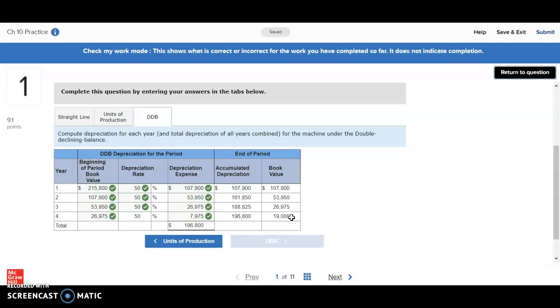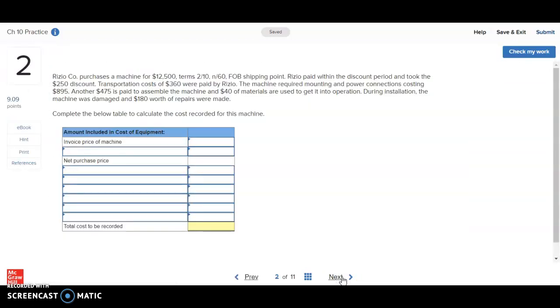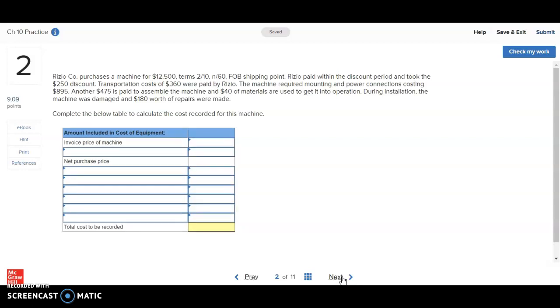All right, so now we're moving on to question 2. Question 2 gives us a calculation to record the cost of the machine. So for this one, what we're looking for is what is included in the total cost. And we have to remember, some things are included in the cost, some things will be expensed. So let's take a look at this one.